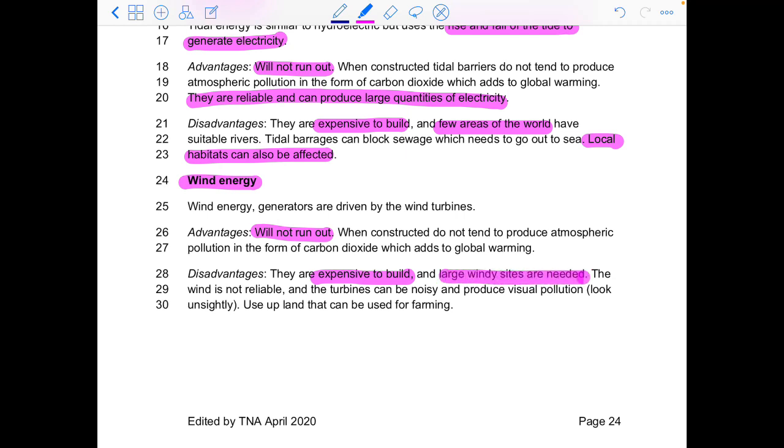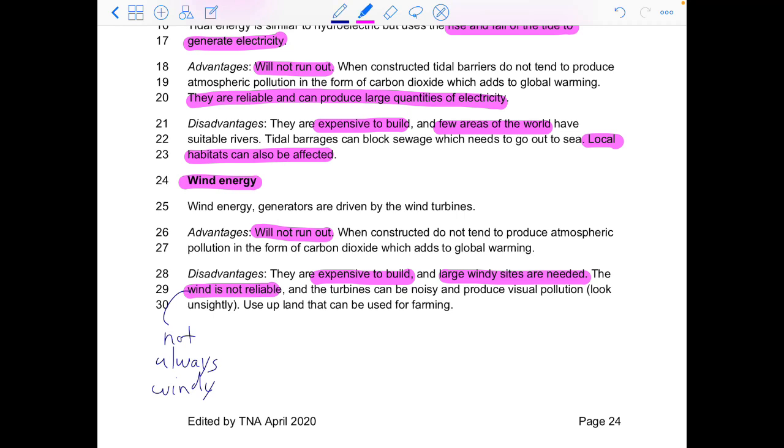Large windy sites are needed. So there are some areas of the world where you can't build them. The issue is wind is not reliable. So it's not always windy. So some days it generates a lot of electricity. Some days it doesn't generate much.